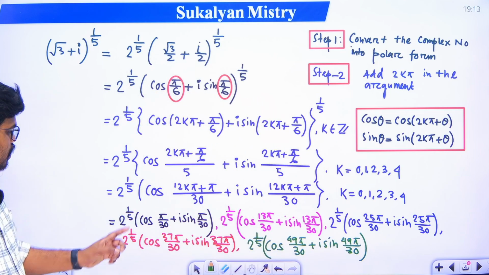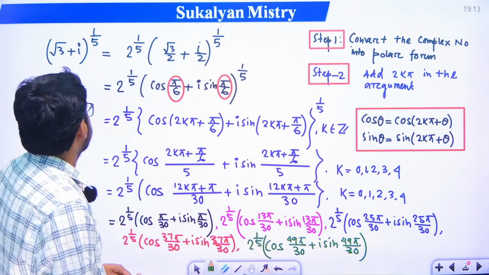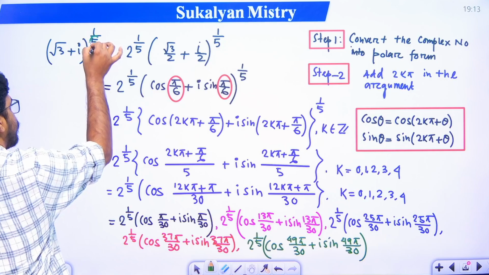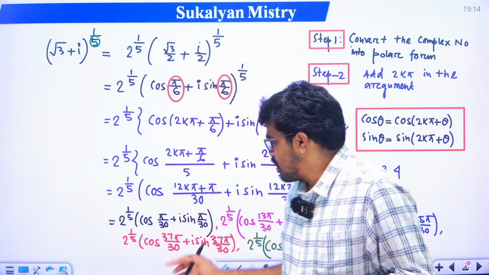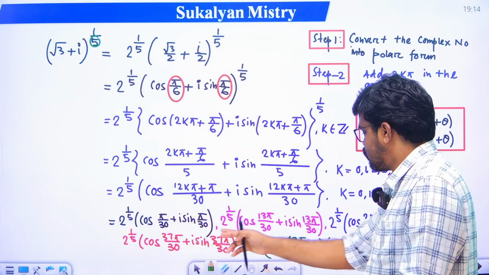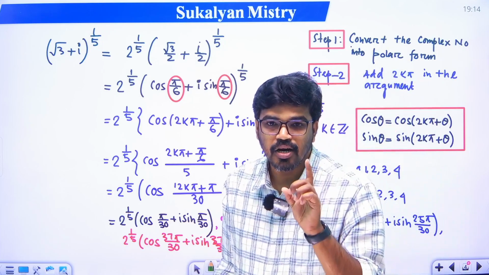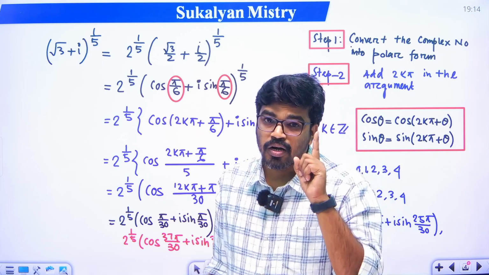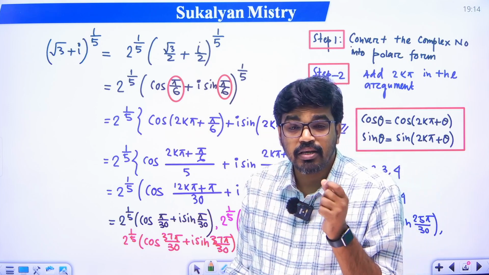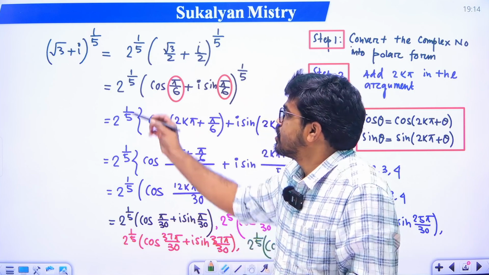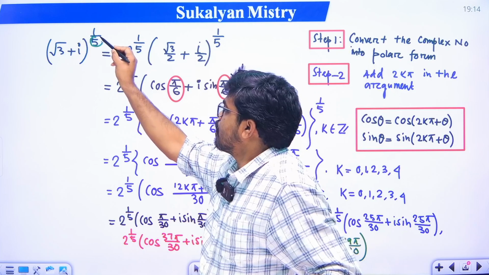Just see, we get 1 2 3 4 5. Take 1 by 5, the denominator is 5, so we get 5 answers. These are the answers 1 2 3 4 5. Okay, so if n is an integer, we get only one value, that is only one answer. But if n is a fraction, you see this is a fraction, 1 by 5, so we get 5 answers.